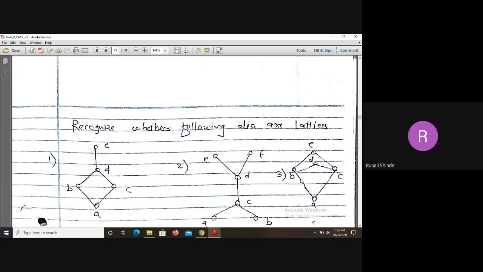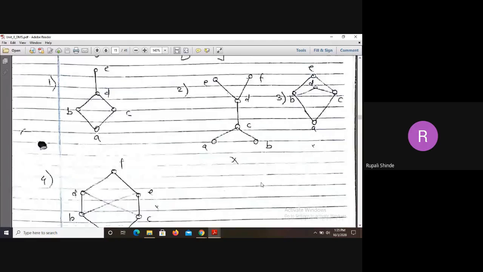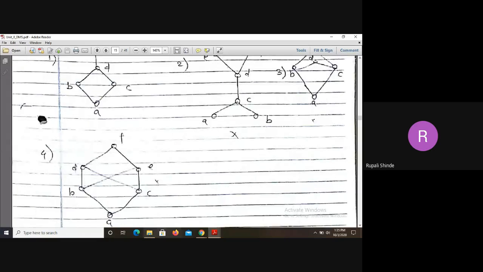Are you getting it? Yes, ma'am. Okay. Now check for this next diagram whether this one is a lattice. No, ma'am. Why?